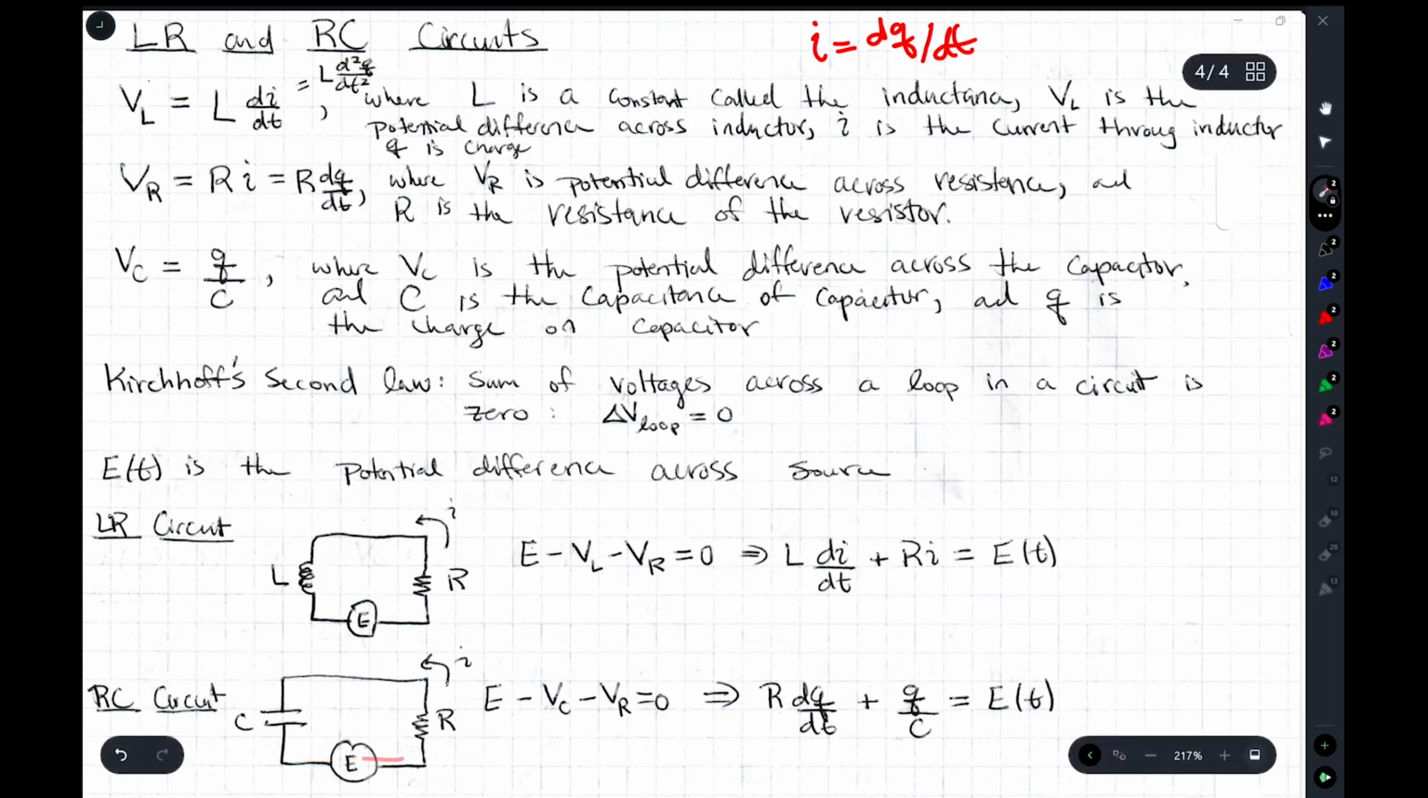RC circuits are similar, except this time we're going to use dq/dt because we'll get a first order differential equation in Q. Again, we're not going to reduce this to d squared q/dt squared or dq/dt because we just want to solve for I. We want to stick to first order. And so if we stick to first order, we're going to use this form here for the potential differences.